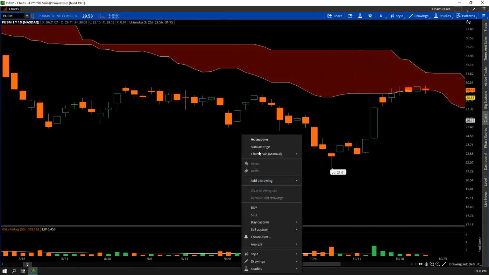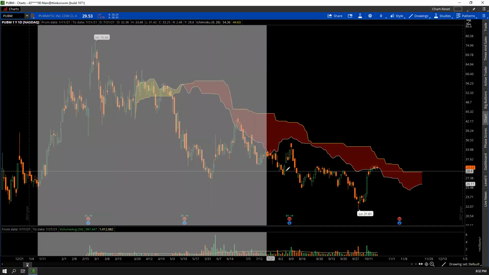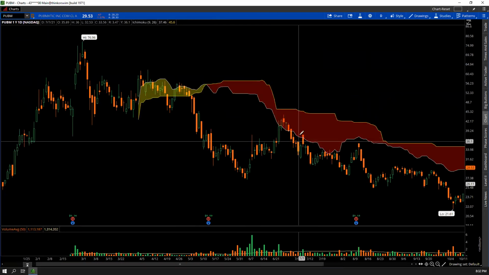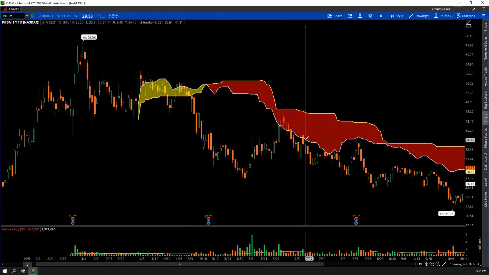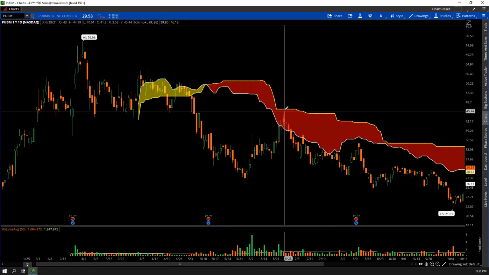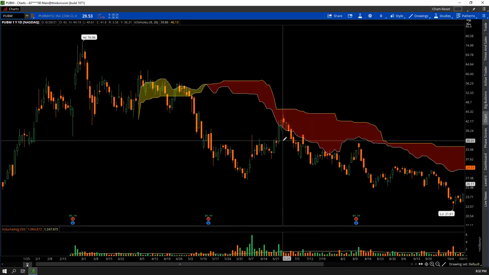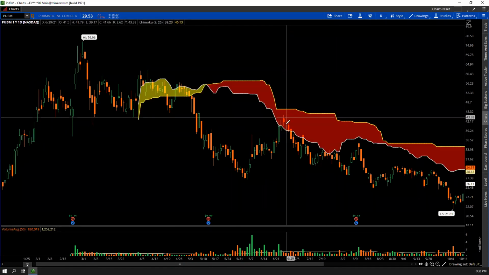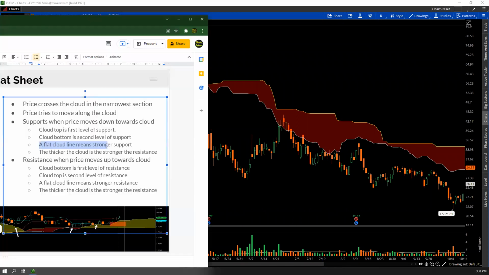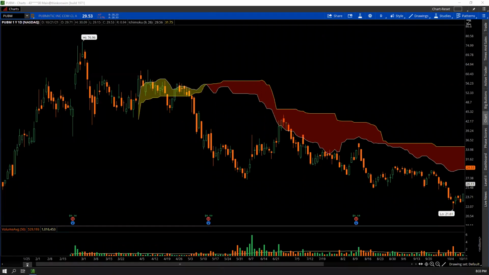So let's go and see how it was behaving before. Yeah, it's trying to test everything, but every time the cloud bottom is acting as a resistance. It did not even attempt to hit the cloud top, which shows how weak the bounce is. So that is primarily how Ichimoku can help you make these decisions. The next part of it would be, yeah, I think that's where it ends.